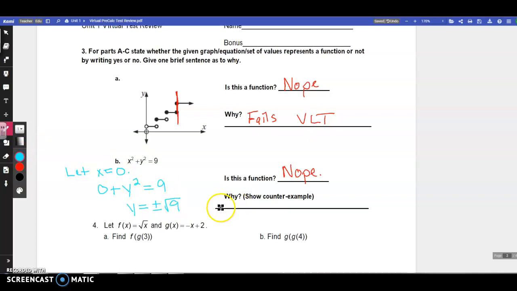So this means that the point (0, 3) exists, and (0, negative 3) exists, which tells me that this is not a function because when my input is 0, I have two possible outputs for that value. So this is not a function. Okay, so that would be a counterexample, by showing that the input of 0 gives me two separate outputs. Okay? Alright, let's keep on rolling.